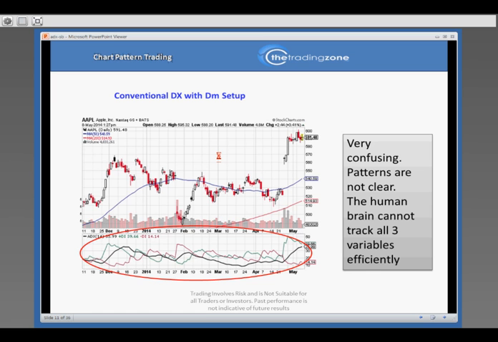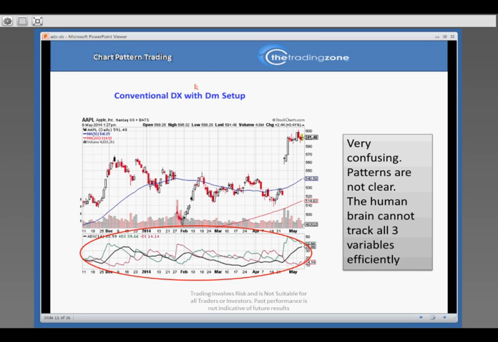So this is an example of a conventional ADX, or DX, with the DM, directional movement, with the DMI plus, DMI minus indicators. And this is what it looks like out of the box. And one of the reasons why I didn't use this indicator many years ago, and only really got into it a few years into my trading, was I found this very confusing.